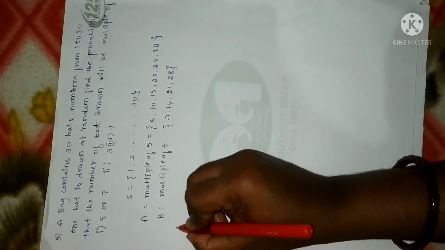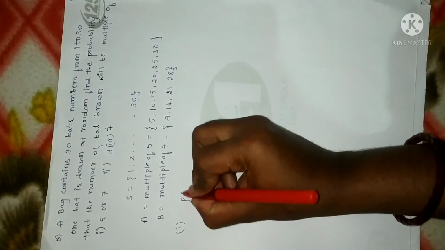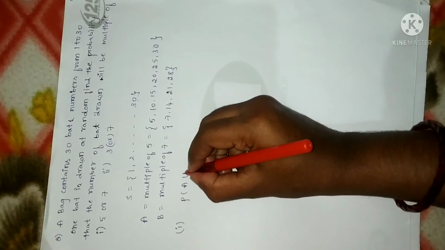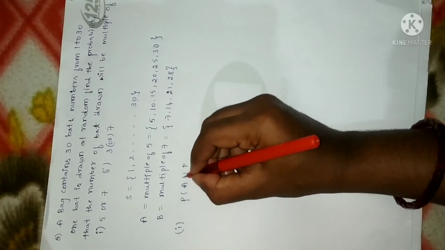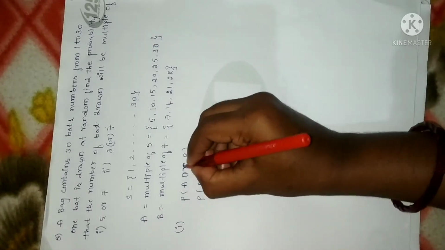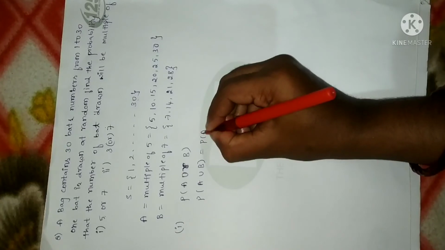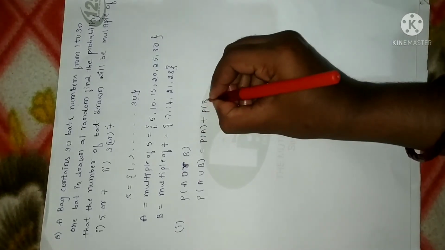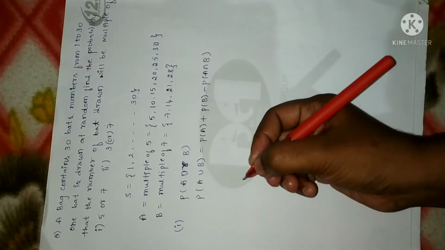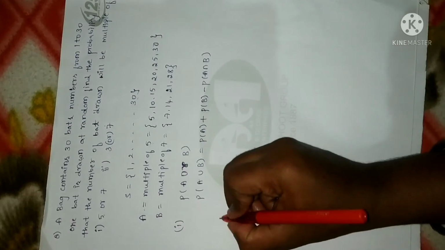Now I am going to solve the first one, 5 or 7. So we have to find the probability of A, that is multiples of 5, or, in the sense of union, B. That is, the probability of A union B we have to calculate. So what is the formula? Probability of A plus probability of B minus probability of A intersection B. Clear?